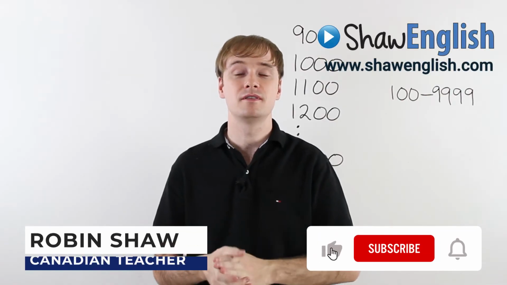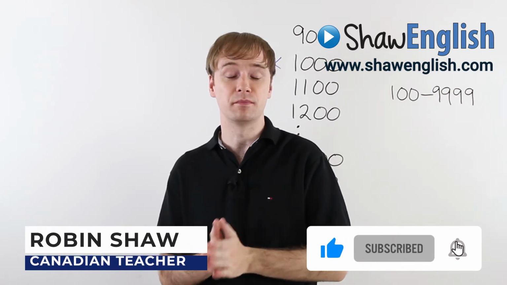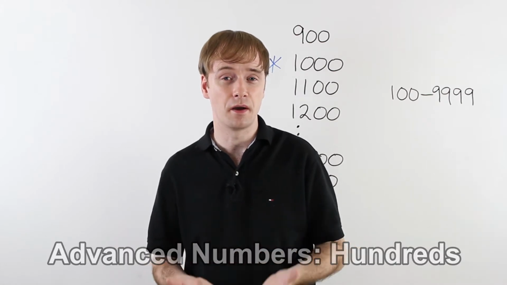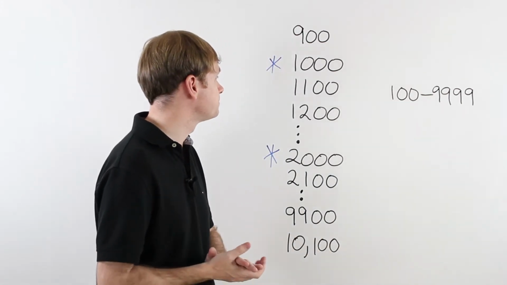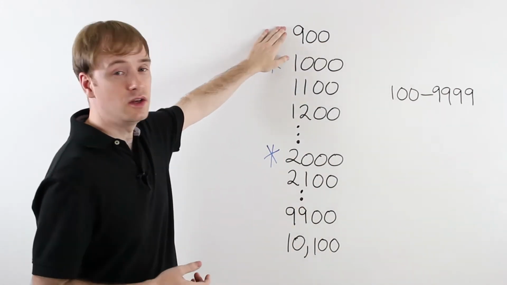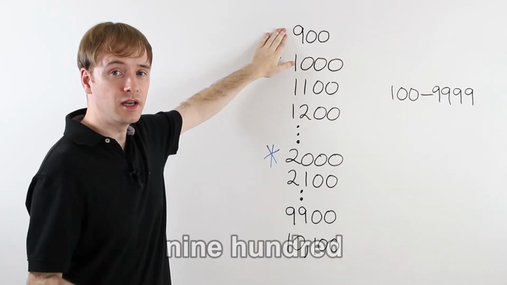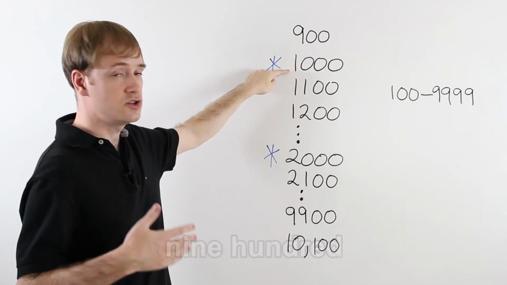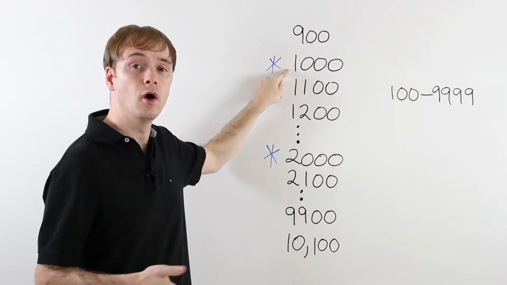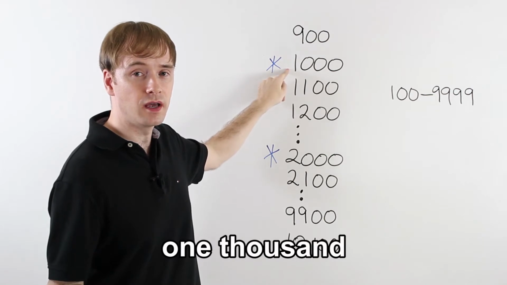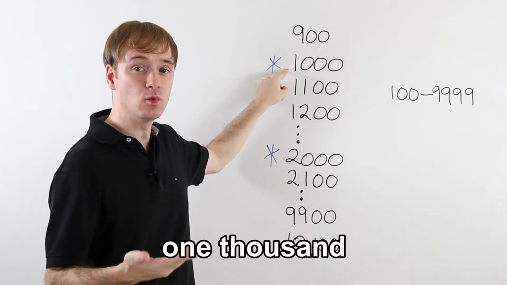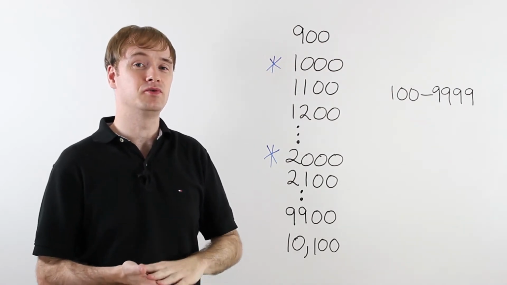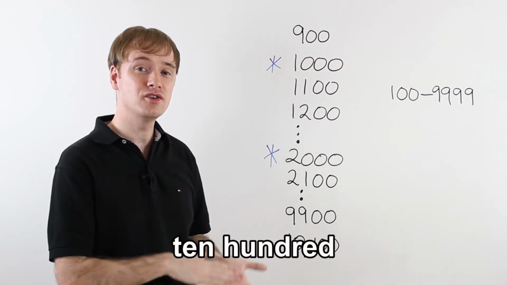Hello everyone. This is an advanced numbers video. I'm going to teach how to express some advanced numbers. Let's take a look. All right, we know this is expressed 900. And let's go to the next one. Now, I taught you before this is expressed 1,000. Okay, now 1,000 is the best way to express it, but it is possible to express it "ten hundred."